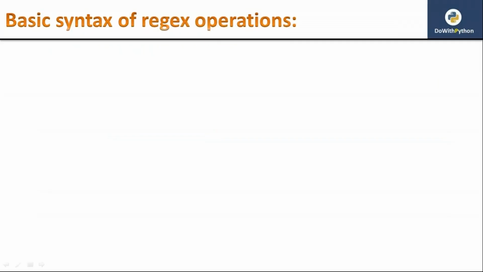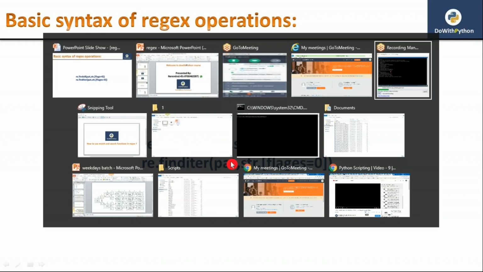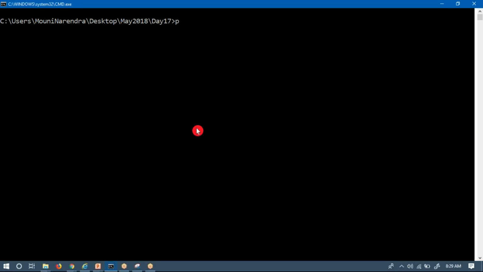So we know that the basic syntax of any regex operation is this one only. re dot your regular expression function or operation, then pattern, then string and flags, and these flags are optional. Okay, re.finditer also: pattern, string and flags. Flags are optional. Now let me go back to your command line.